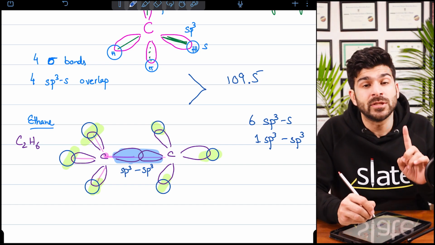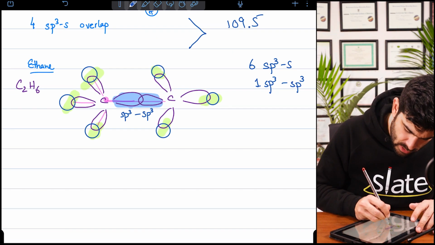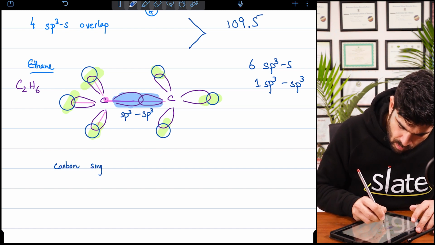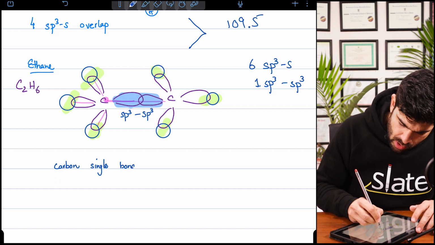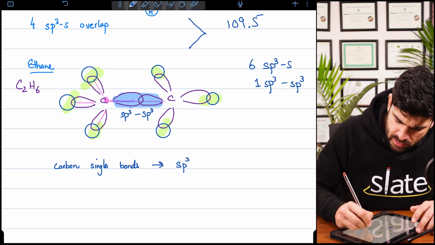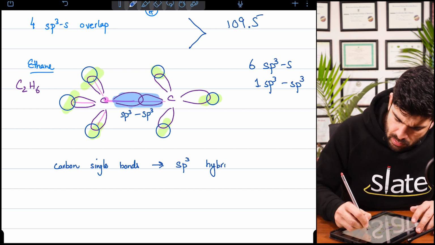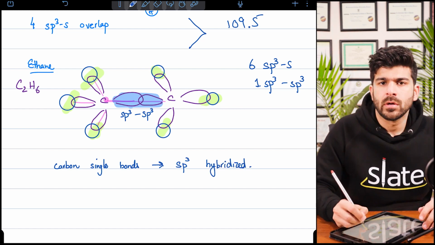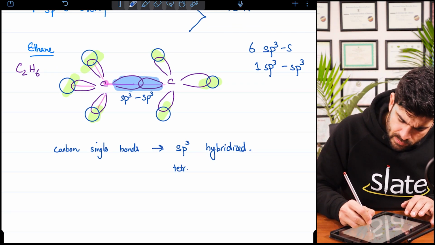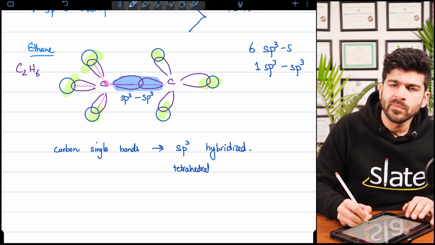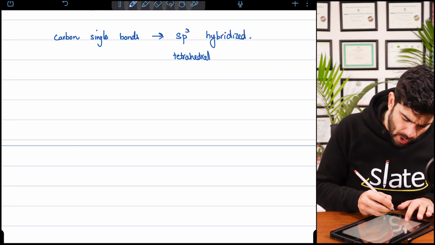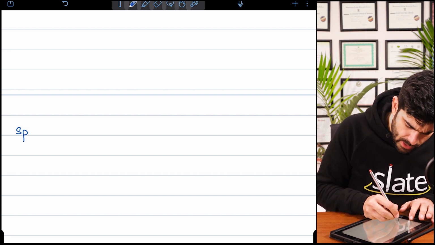And whenever carbon is making single bonds, that will always be sp3 hybridized. And the shape will always be tetrahedral. That is sp3 hybridization. Now let's talk about sp2.